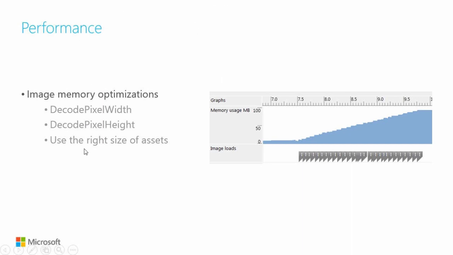Our app analysis inside of Visual Studio, and we'll get to that in a little bit. But right off the bat here, you'll see on our slide, there's a couple of things that we can do for optimization. The decode pixel width and decode pixel height allow us to really set the size of the images that we're downloading, which will in turn lower the amount of memory that we're using. And I'm going to show you an example of this coming up very, very soon.